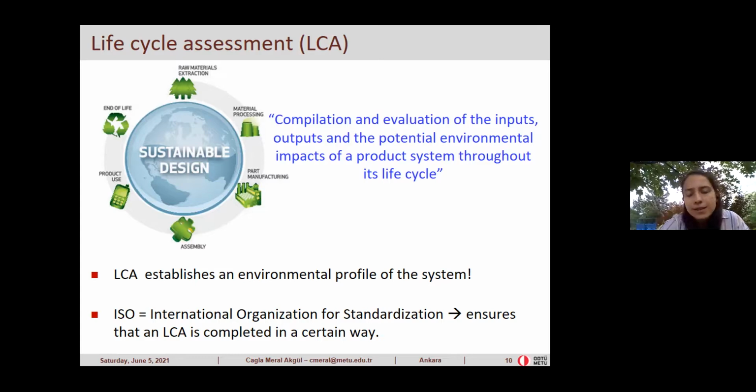To put it in simple terms, it establishes an environmental profile of the system. And there are certain regulations and standards on how to calculate or conduct this life cycle assessment in a certain way.